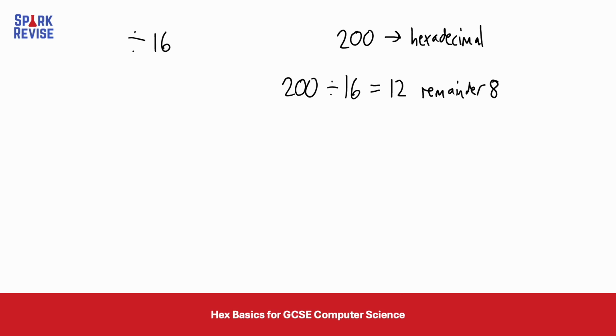8. If we go back to our conversion table, we had 9, and then it goes 10, 11, 12. And 9 is 9, 10 is A, 11 is B, and 12 gives you C. So we know that 12 is C, so the answer is C, and our remainder is 8, so it's C8.